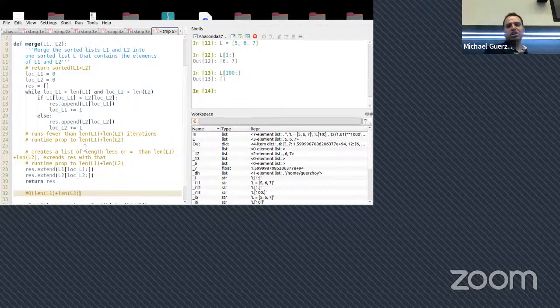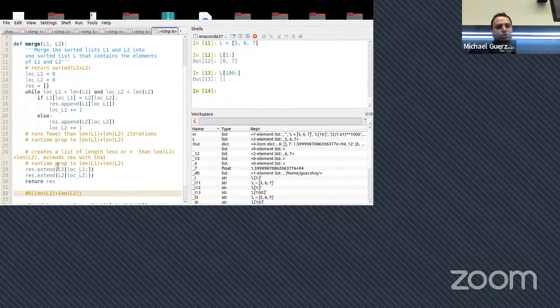It does look a little bit complicated, right? Because it's a while loop, but we look at the while loop and we ask, okay, what does each iteration do? Well, each iteration takes an element from one of L1 and L2 and puts it in res. So how many times does this run? Well, at most as many as there are elements. Make sense?